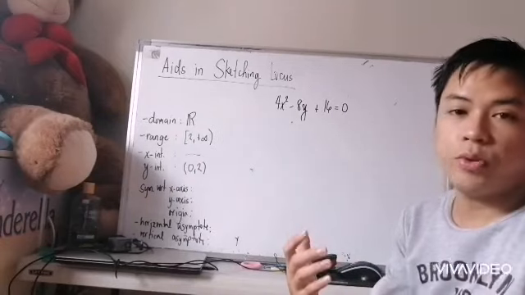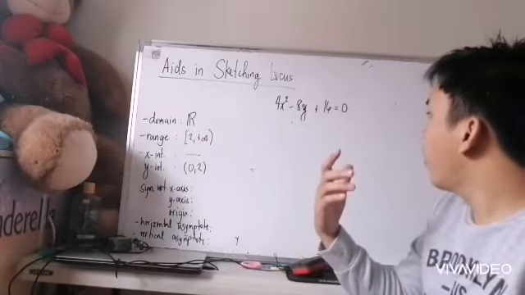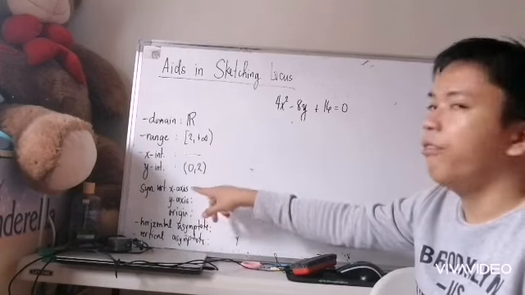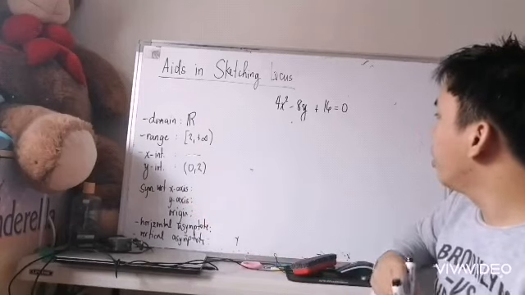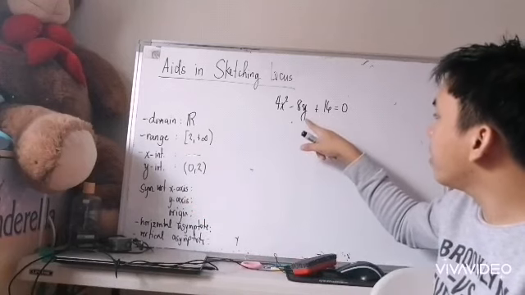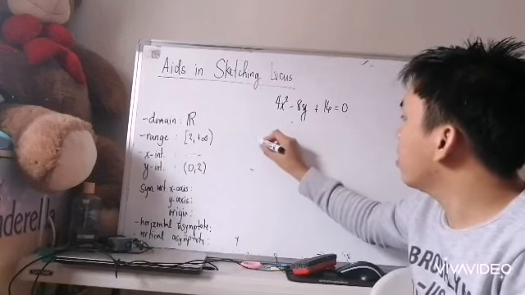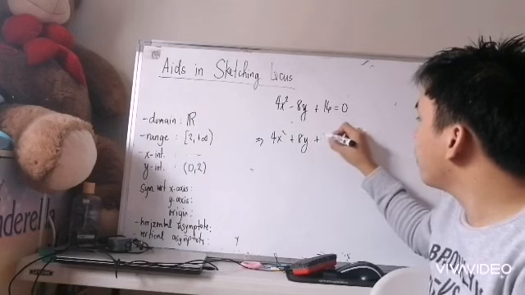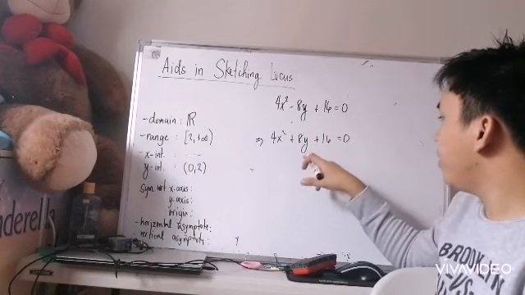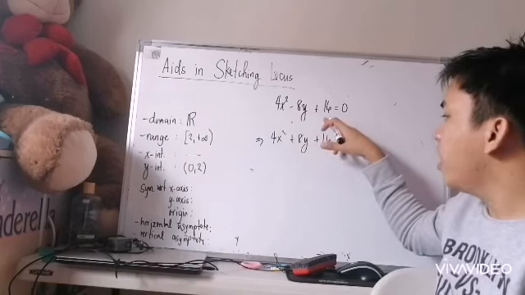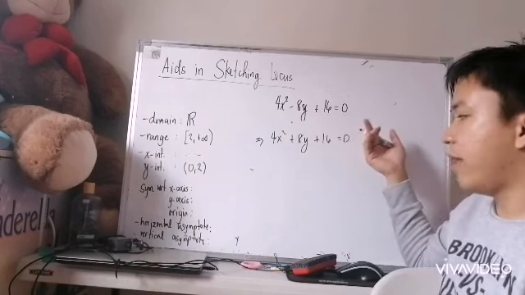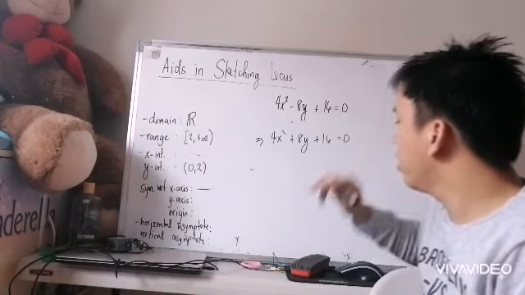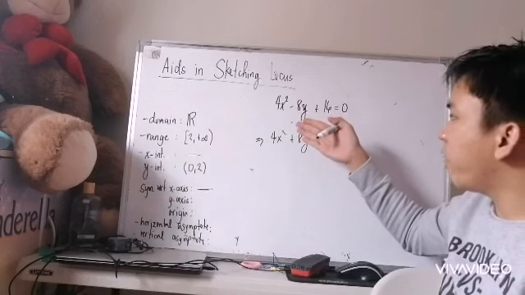So let's check if it's symmetric with respect to x-axis. Let's check the existence of the additive inverse of y. So if I replace y by negative y, you'll get 4x squared plus 8y plus 16 equals 0. This is not the same as the original equation, and so this is not symmetric with respect to x-axis. So none.